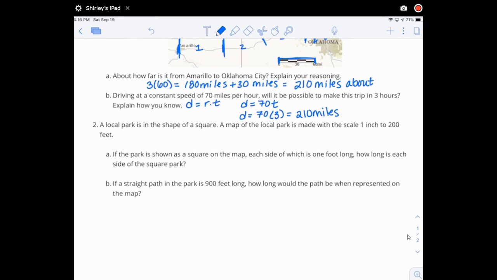Question number 2 reads, a local park is in the shape of a square. A map of the local park is made with a scale of 1 inch to 200 feet. If the park is shown as a square on the map, each side of which is 1 foot long, how long is each side of the square park?